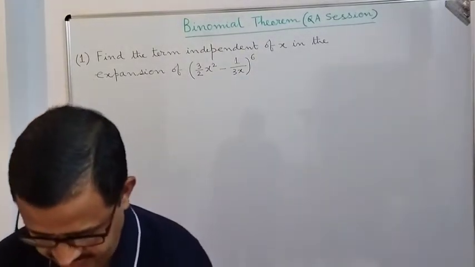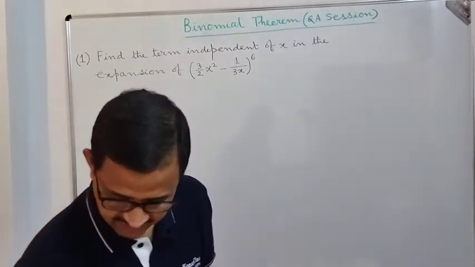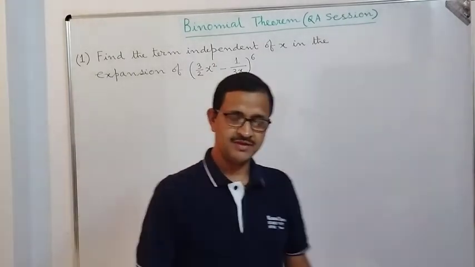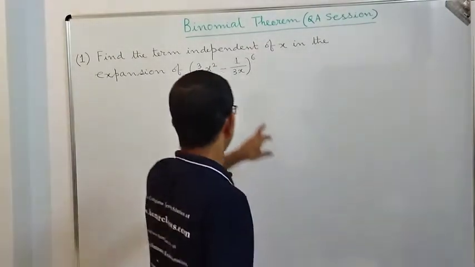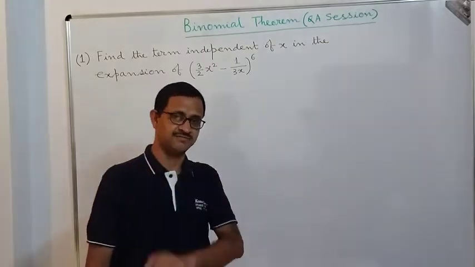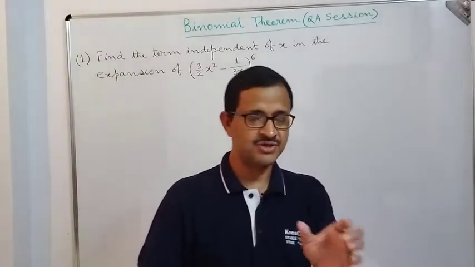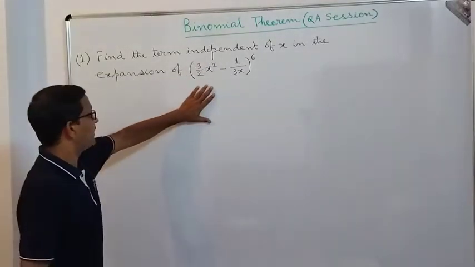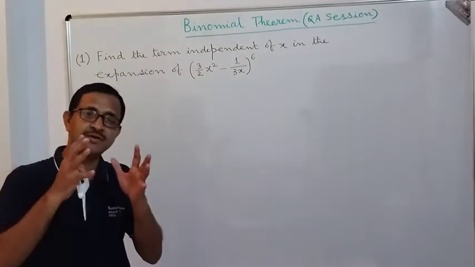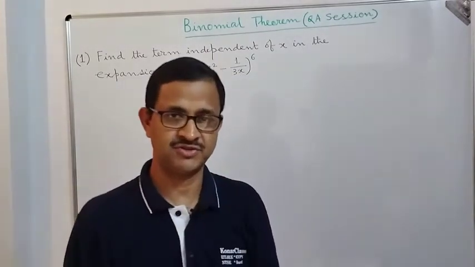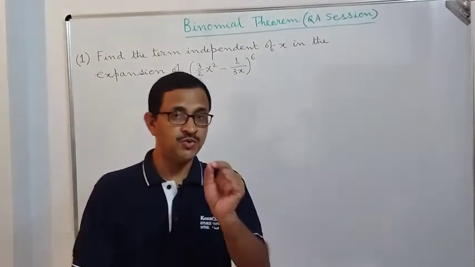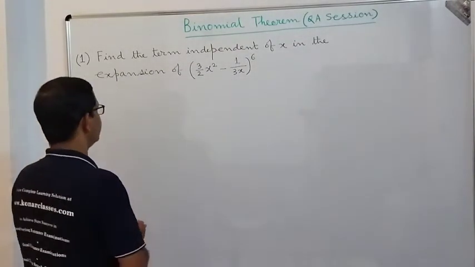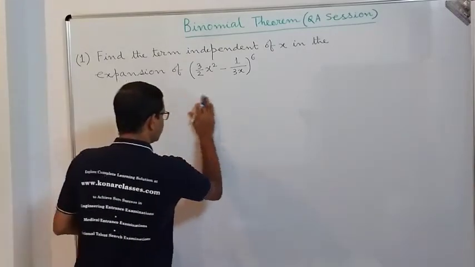So let's proceed, dear students. If you see this expansion, how many terms are there? There are 7 terms, 6 plus 1, because the power is 6. Out of these 7 terms, there is one term in which there is no x. That means that particular term is independent of x, and according to the question we need to find the value of that term. So dear students, let's look into it.